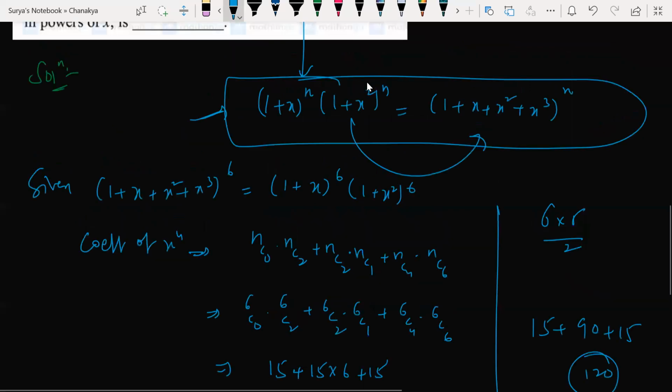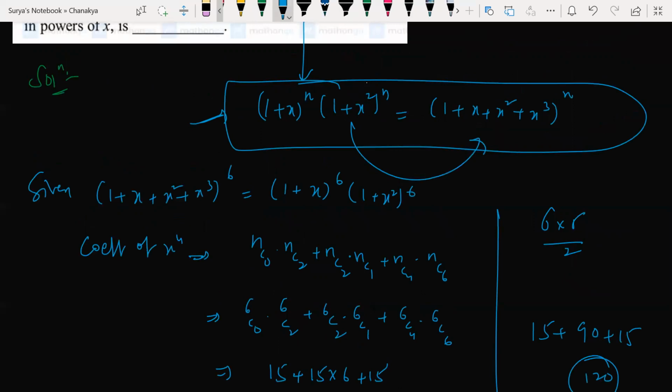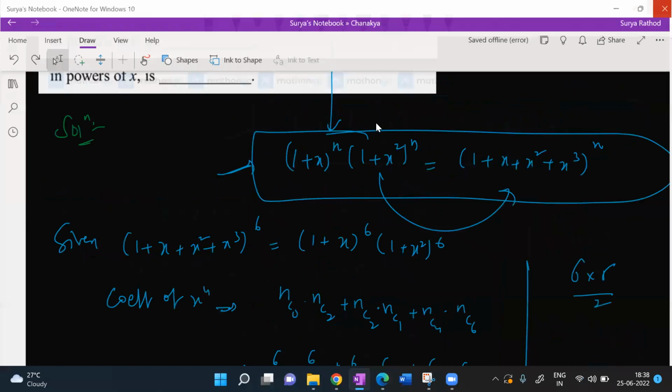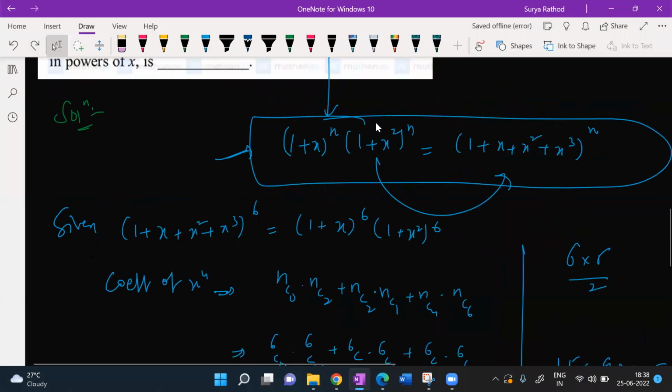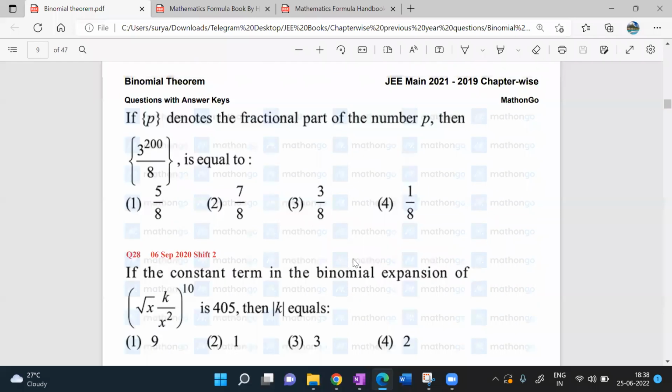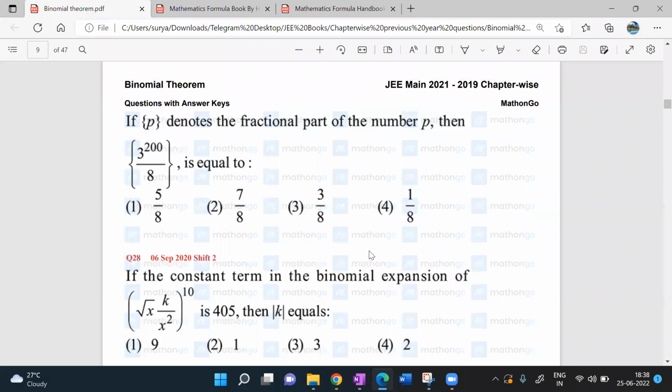This is how we solve it. Coefficient of x to the power of 4. Applied this, got it. Very, very simple, just 2 minutes. It is fine, Renuka. I understand, but it is completely fine. But you just got an idea, right? It's fine, no problem. Everyone solve this question.